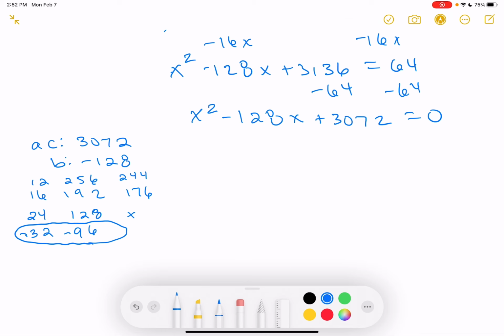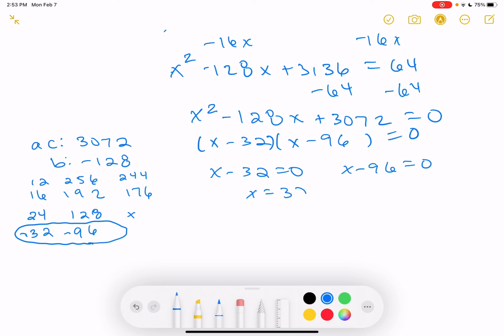I want to make sure that's right. So I'm going to do a negative 32 minus a 96 to make sure I do get negative 128, and I do. And then I'm going to do a negative 32 times the negative 96 to make sure I get that 3072, and I do. Awesome. So leading coefficient is 1. That means I can jump to the shortcut. So I have x minus 32 and x minus 96. I set them both equal to 0, and I get x equals 32 or x equals 96.